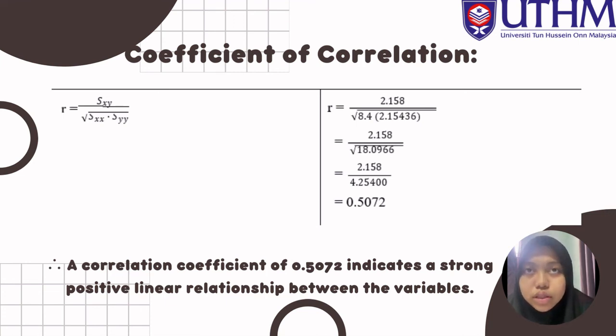In conclusion, we will see that a correlation coefficient of 0.5072 indicates a strong positive linear relationship between the variables. So that's all from our group.